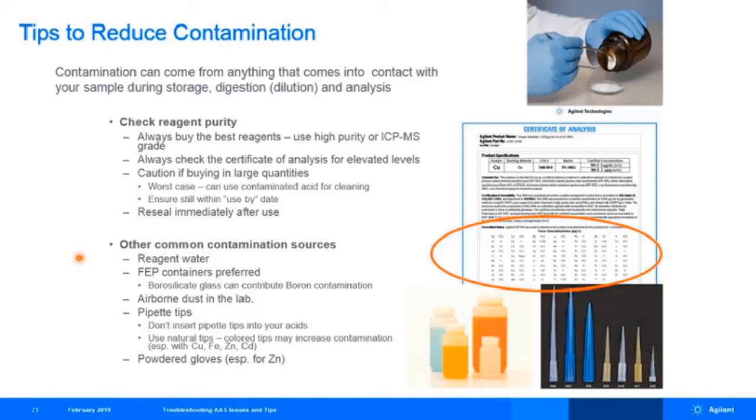The other potential cause of contamination is from the reagent water. So again, if you're not working with deionized water, if you're not maintaining your water system properly, then that can be a potential issue for you. Many users in the lab like to work with these coloured pipette tips, but that can also be a cause of potential contamination, particularly for elements like copper, iron, zinc, and cadmium. So generally it's preferred that you work with natural tips to reduce that chance of contamination.